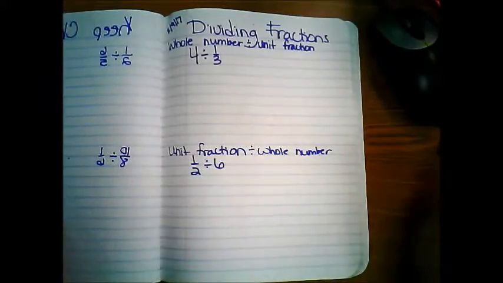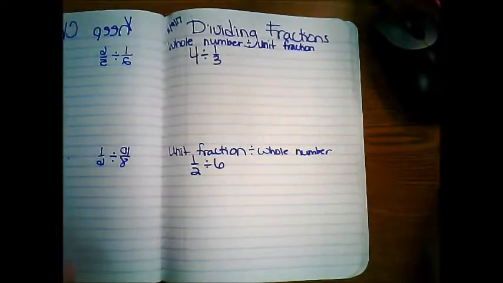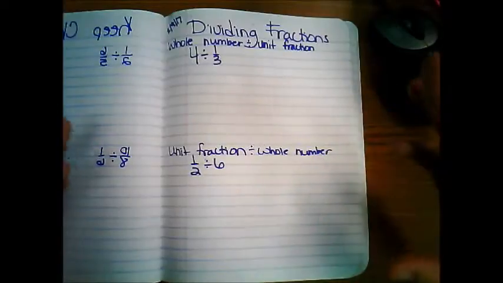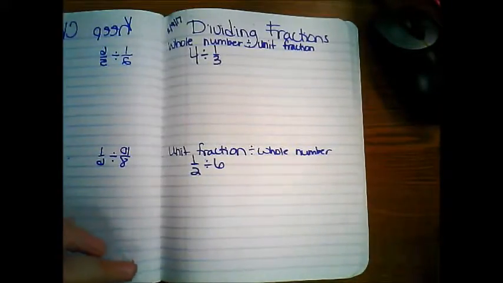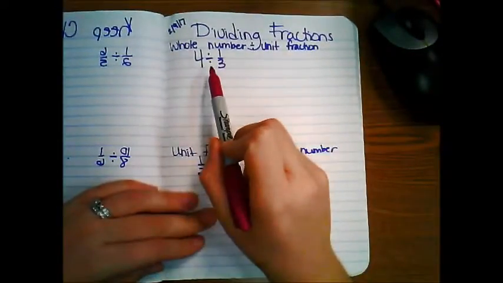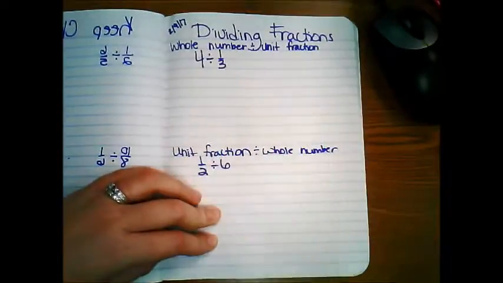All right, so here we go. This is dividing fractions. So we have done 3 different ways of dividing fractions, or 3 different setups for dividing fractions. So the first one is when we see a whole number and we divide it by a unit fraction.